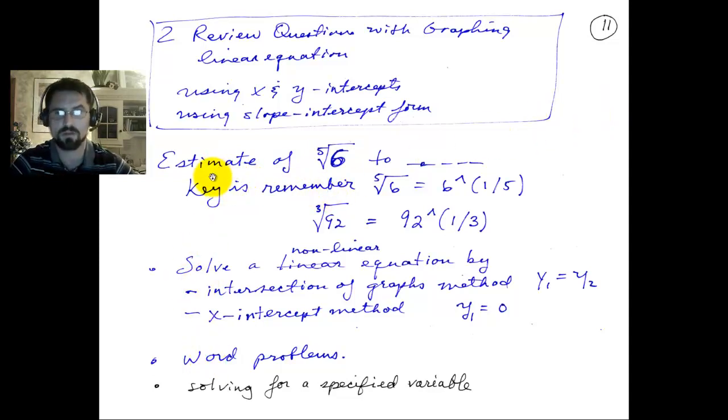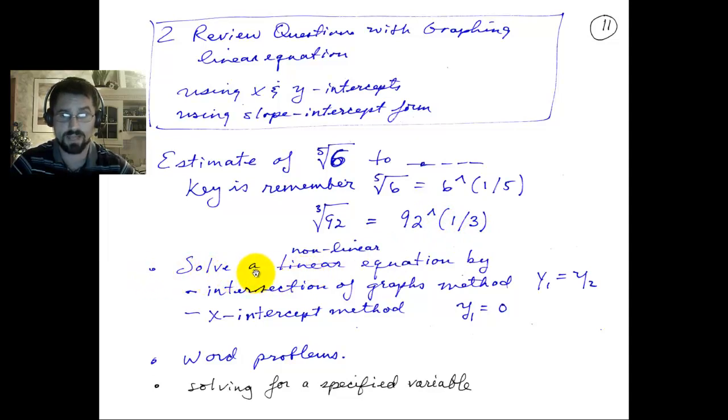The part of the test you are allowed to use a calculator will be composed of the following pieces. You'll be asked to estimate an nth order root, or in this one a fifth root of 6, to so many decimal places. You're not going to look for a fifth root button on your calculator because it's unlikely you'll find it. So the key is remembering that a fifth root is a 1/5 power, and you need to put that 1/5 in parentheses. If I ask you the third root of 92, that would be 92 to the 1/3 power.